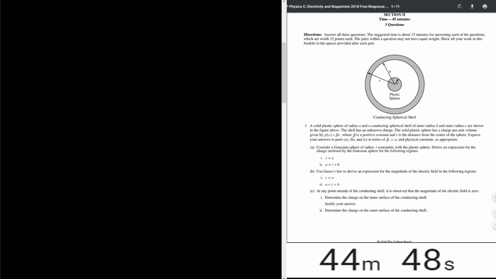So question 1: a solid plastic sphere of radius A and a conducting spherical shell of inner radius B and outer radius C are shown in the figure above. The shell has an unknown charge. The solid plastic sphere has a charge per unit volume given by rho of r equals beta r, where beta is a positive constant and r is the distance from the center of the sphere. Express your answers to parts A, B, and C in terms of beta, r, a, and physical constants as appropriate. You've got some kind of non-conducting sphere and then some kind of conducting spherical shell, 3 different radii.